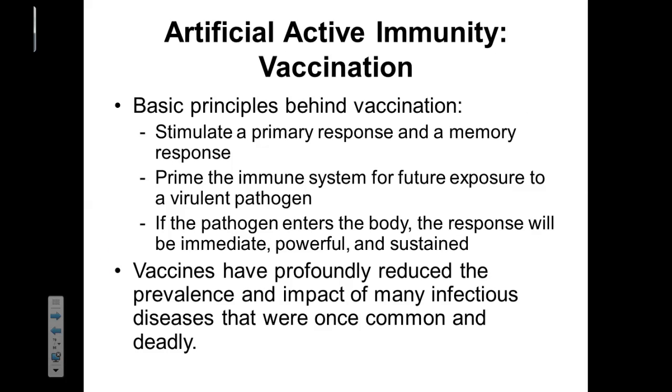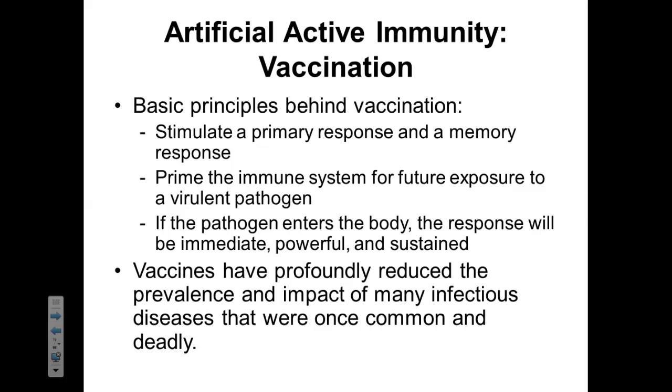The basic principles behind vaccination are such. We first need to expose the patient to the antigen to initiate the primary response. And then afterwards, we're going to have a memory response. Memory cells will develop, memory B and memory T cells. We've primed the immune system now so that if they're ever exposed to the pathogen in the future, they're able to respond very quickly because they have those memory cells.